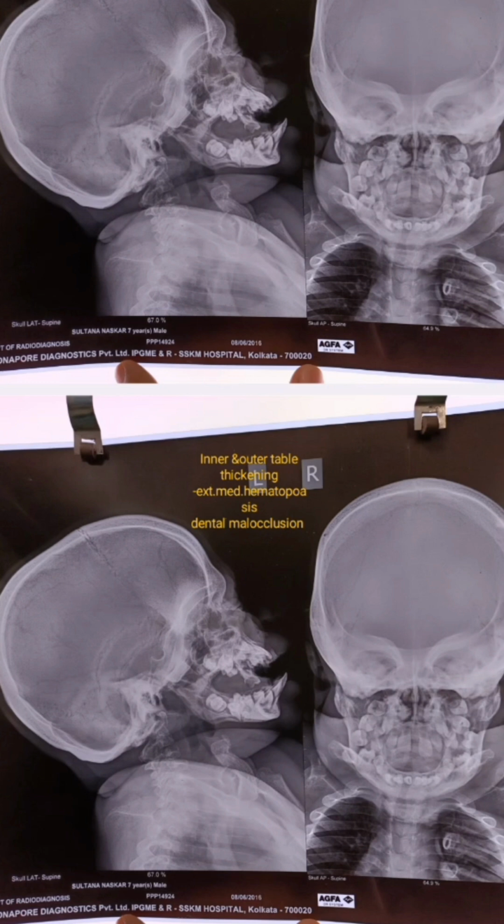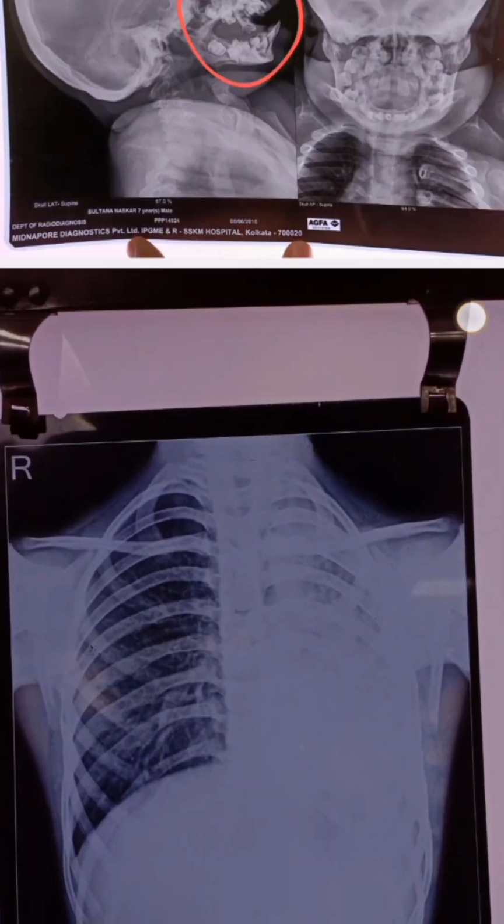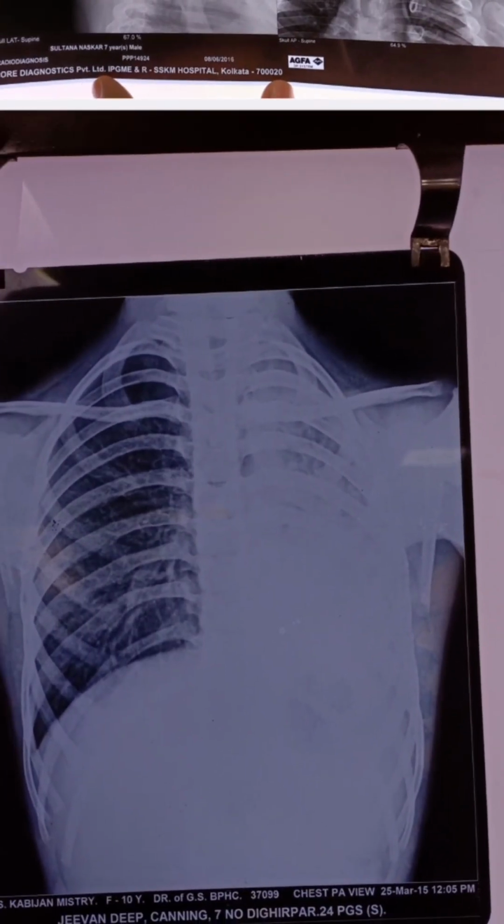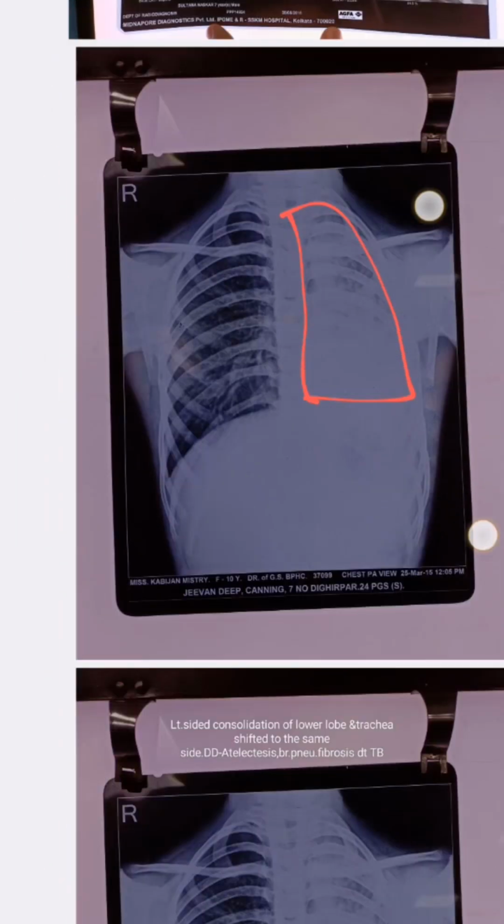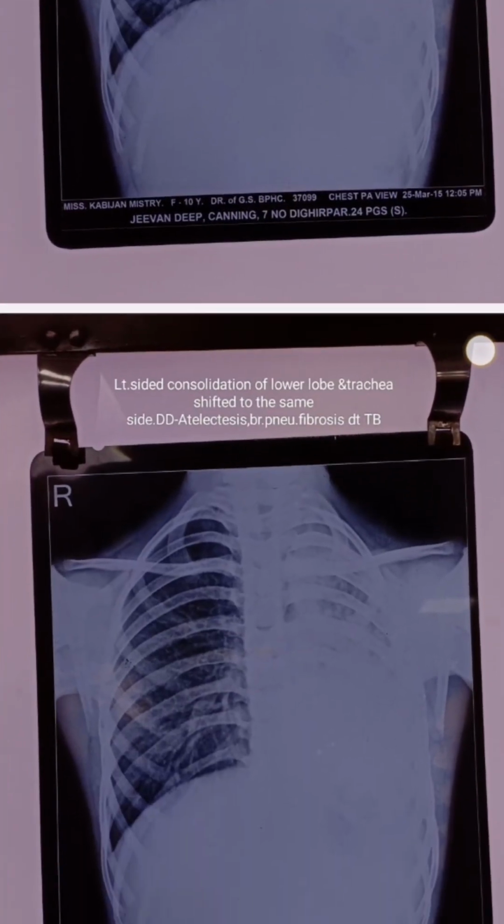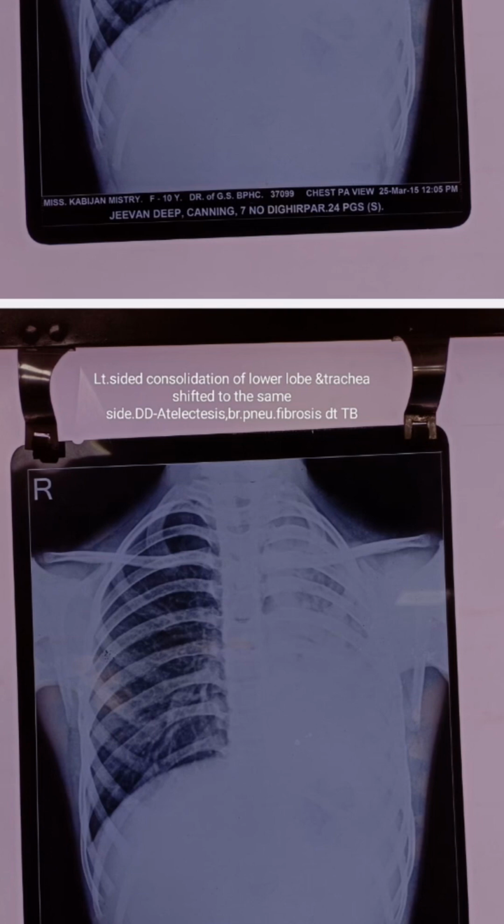malocclusion. And we have the last sciagram. Here you can see the dental occlusion, which I have circled. Now we have another diagram which shows homogeneous opacities in the entire left lobe of the lung. This is a case of consolidation. Here there is no shifting of the mediastinum, and the costophrenic angle also appears clear.